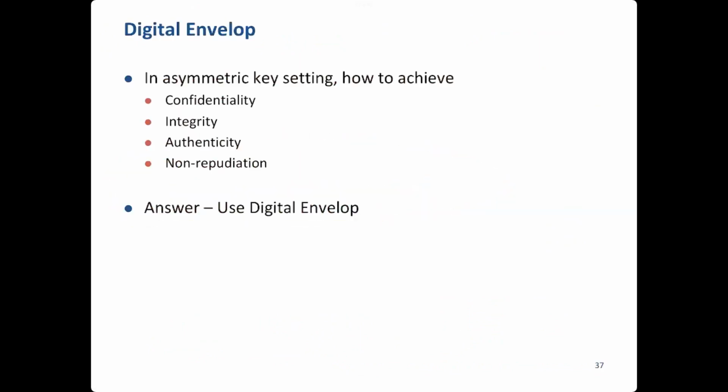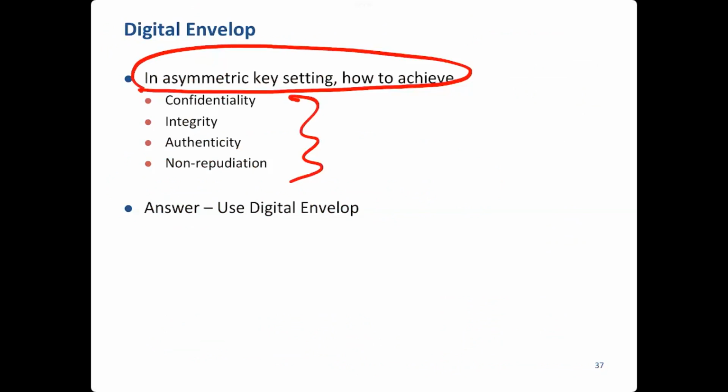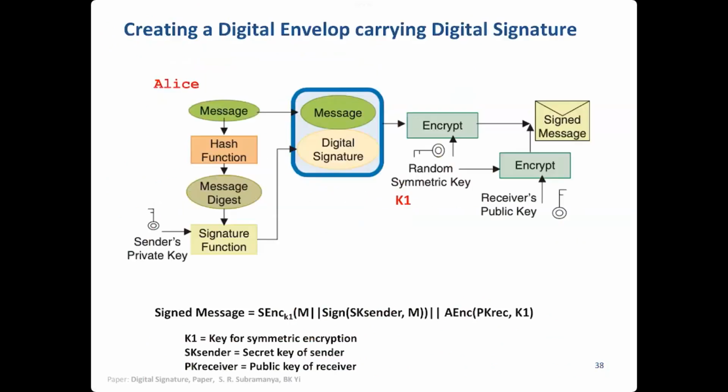The last thing I want you to go through is very simple; it's called the digital envelope. The question is, in an asymmetric key setting, how do you achieve confidentiality, integrity, authenticity and non-repudiation? The answer is the digital envelope. This is how it works.